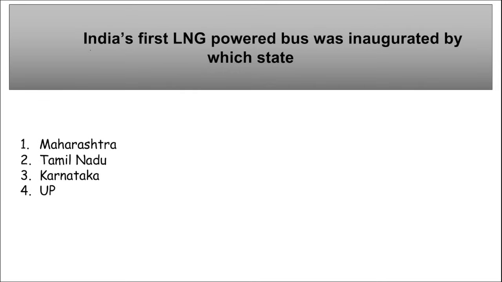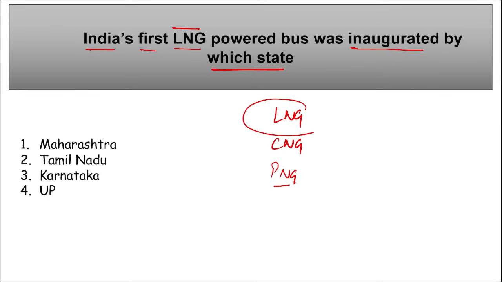Next is India's first LNG, liquefied natural gas powered bus, was inaugurated by which state? See, there is LNG, liquefied natural gas, CNG, compressed natural gas, PNG, piped natural gas. So these are the three types of natural gas that you can remember. So first LNG powered bus was launched, liquefied natural gas powered bus was recently launched by whom? It was launched in the state of Maharashtra. It was launched by the Chief Minister of Maharashtra, that is Eknath Shinde.